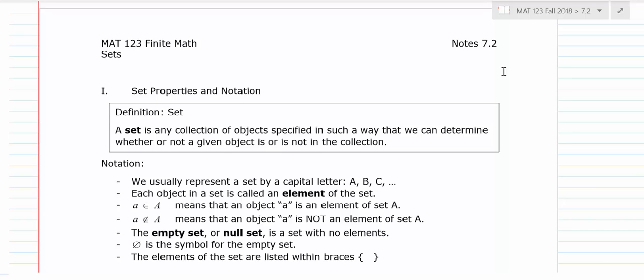We are going to start into chapter 7, where we're going to be looking at sets. So we're going to start into actually section 7.2. This section is going to start out a lot with definitions.